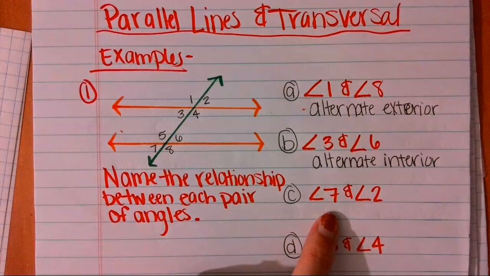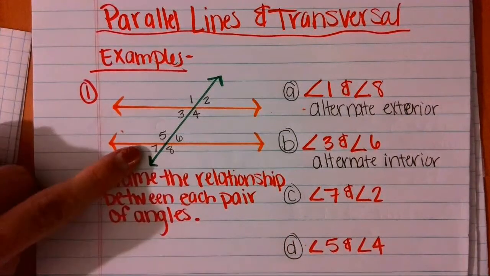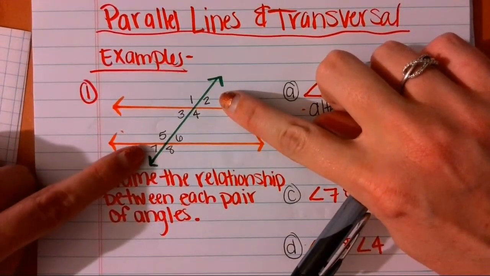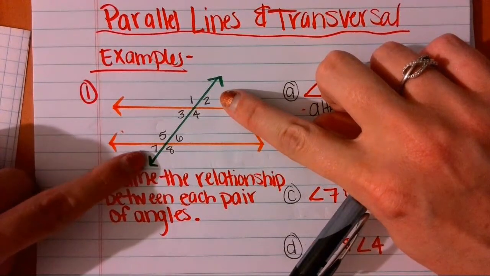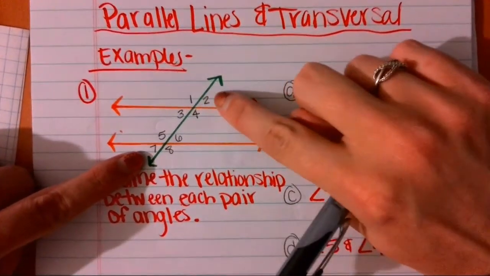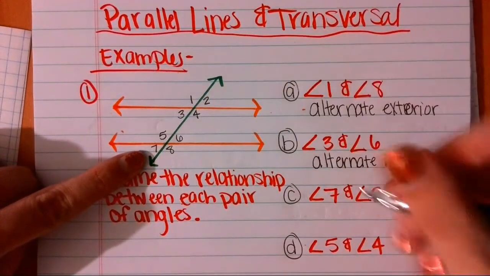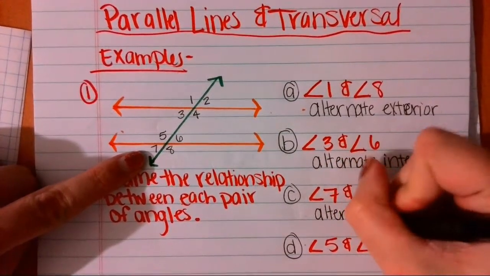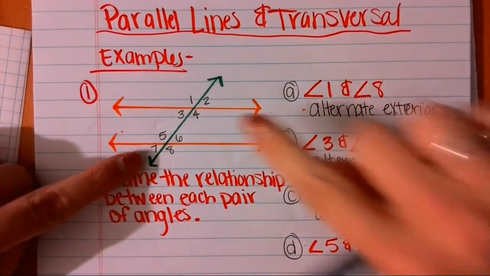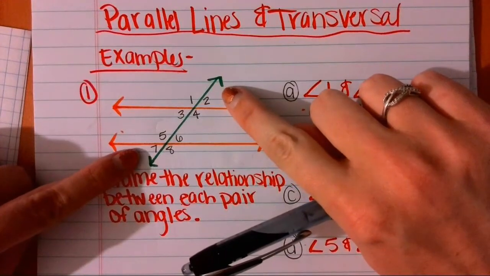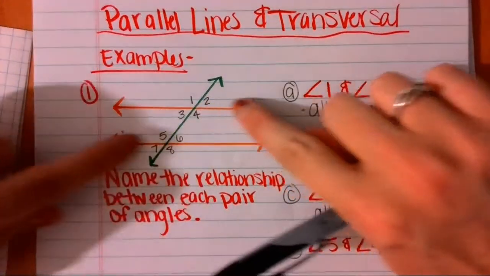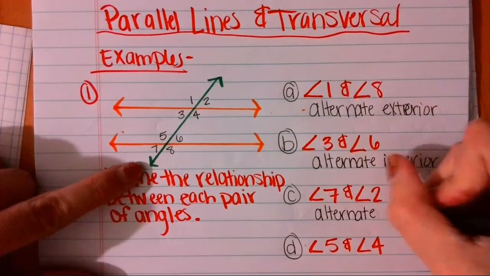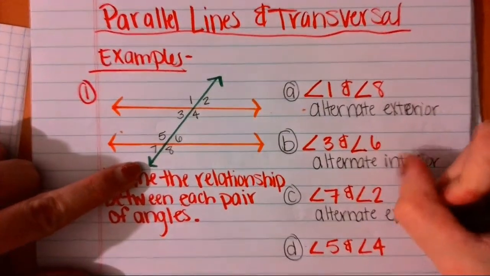Okay, question C asks for angle 7 and angle 2. So here's 7 and here's 2. When I look at these, 7 is to the left of the transversal and 2 is to the right, so they're on opposite sides. Therefore, they must be alternate, and they're outside of the parallel lines. Here are my parallel lines. 2 is outside and 7 is outside, so they're alternate exterior.